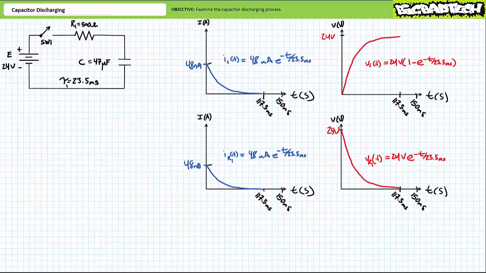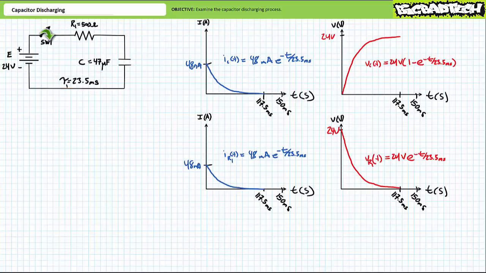Moving on, let's get some practice examining the capacitor discharge process using a circuit based on our previous example 2 from the capacitor charging lecture. Recall that example 2 featured a simple series circuit consisting of a 24-volt source, a switch that closes at time t equals 0, a 500 ohm resistor R1, and an initially uncharged 47 microfarad capacitor. During the charging process, we learned that it had a relatively long time constant of 23.5 milliseconds. Just so we don't get confused, let's call this tau 1 for the charge phase.